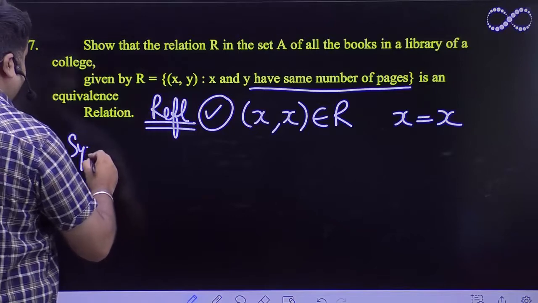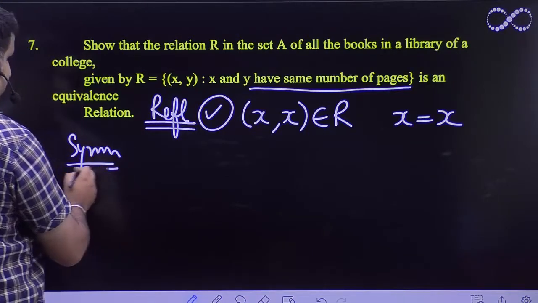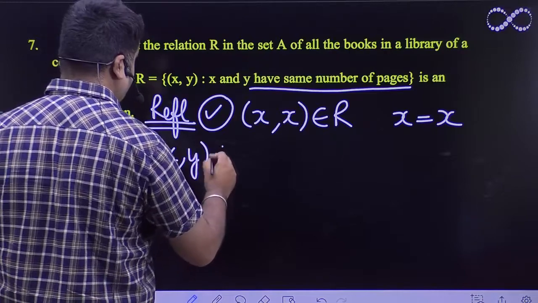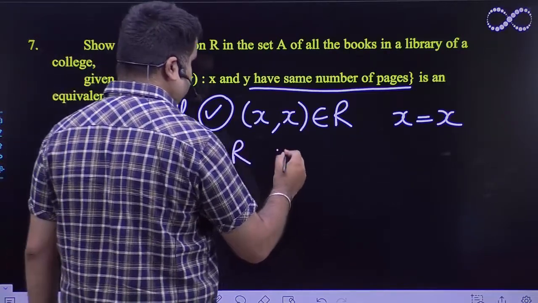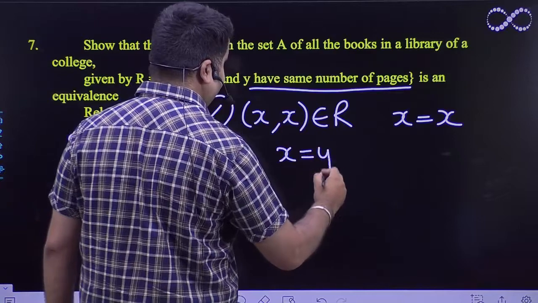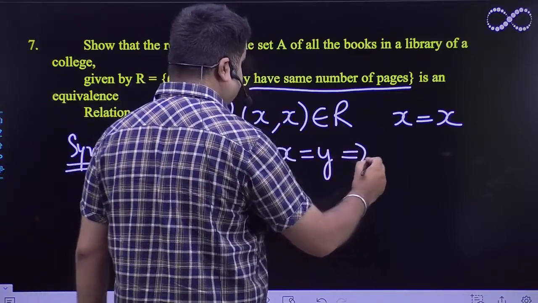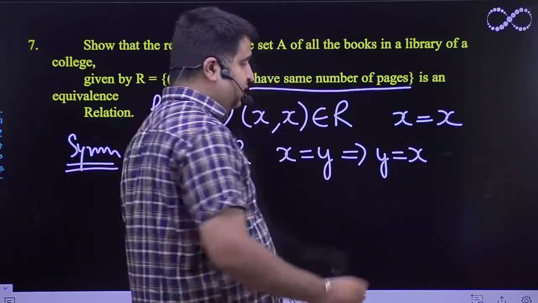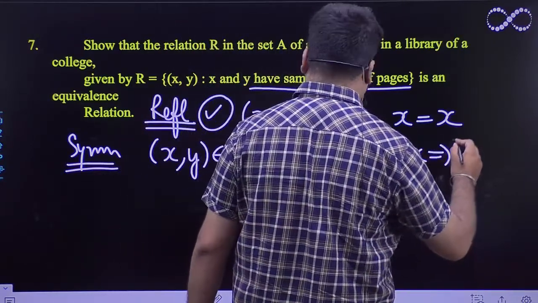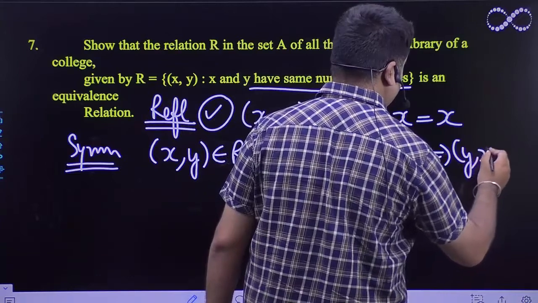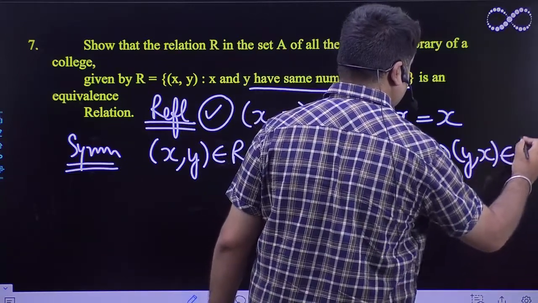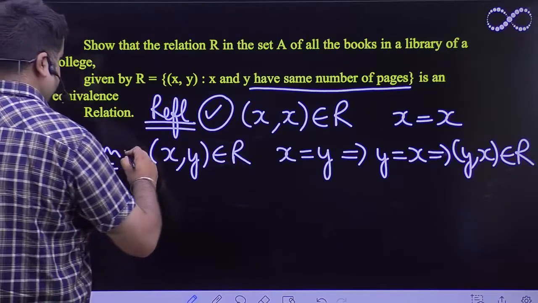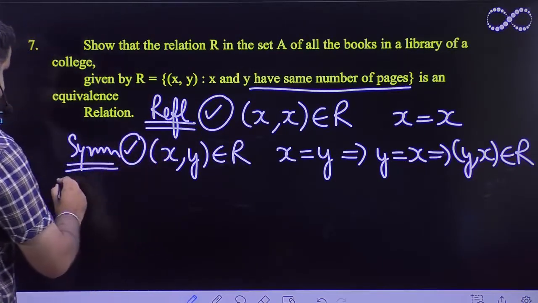For symmetric property, we have if (x, y) belongs to R, it means number of pages of x is equal to that of y. This implies that number of pages of y will also be equal to that of x, which implies that (y, x) also belongs to R. Okay, so therefore this is also a symmetric relation.